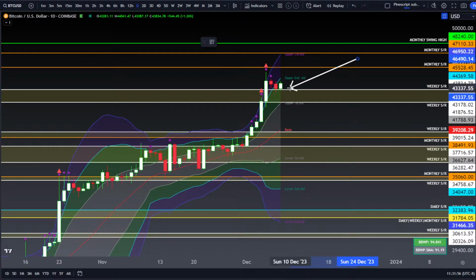it did close above. And when I'm discussing the targets in those videos in the context of continuation, either to the upside or pullbacks, in this case to the downside, that is going to be on a closing basis. So if Bitcoin had closed under the weekly here at 43.2, then the next main target would be that 41.8 to 42K by the upper first here.